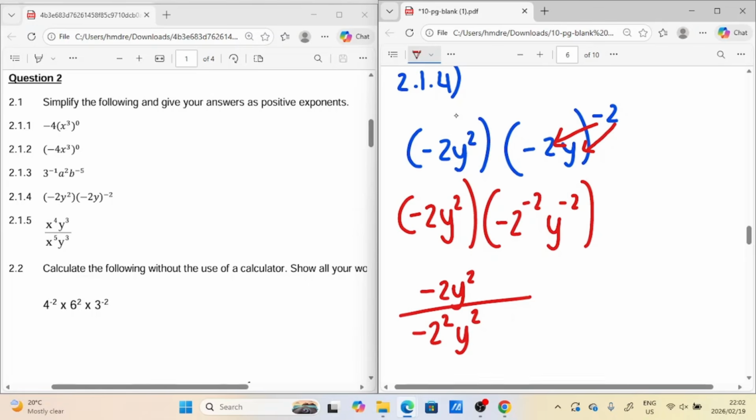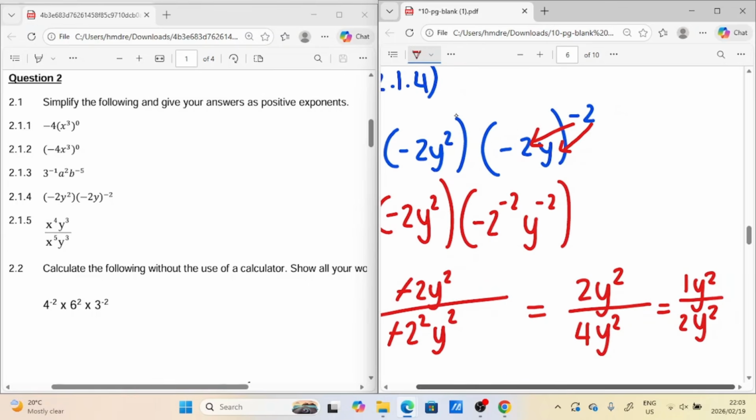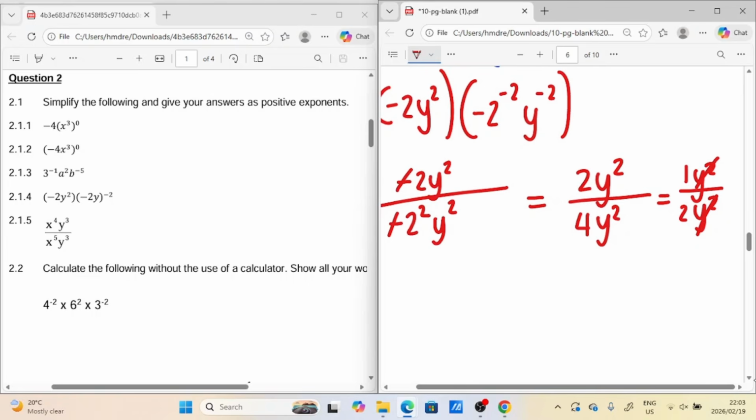Let's see if we can do anything here. The minus and the minus are going to cancel. And this is going to be 2y squared over 2 squared is 4, over 4y squared. We can simplify, so 2 and 4 we can simplify. So it's going to be 1y squared over 2y squared. The y squareds are going to cancel each other. And so we are actually just left with a half.